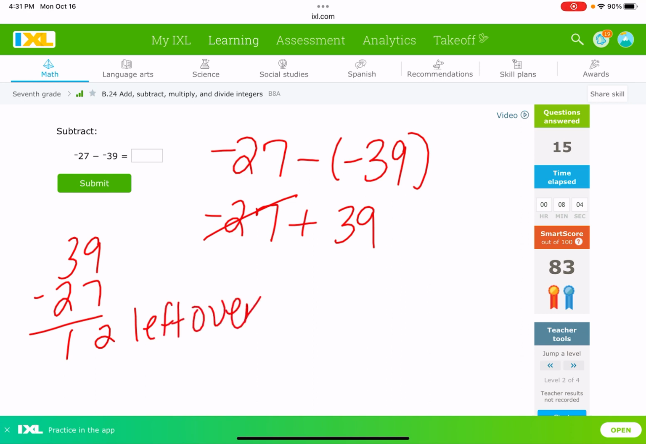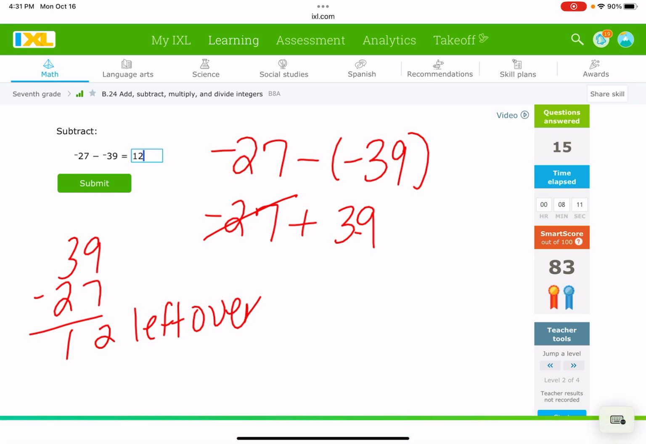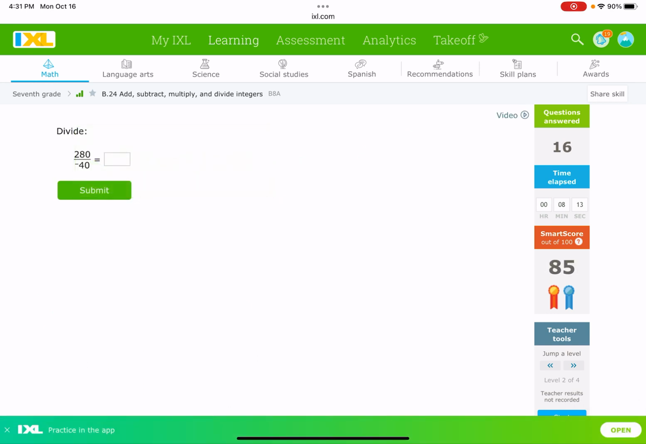Are they going to be positive or negative? Well, they're going to be positive because I've got 39 positives to begin with, the bigger number. So subtract and take the sign of the bigger number.